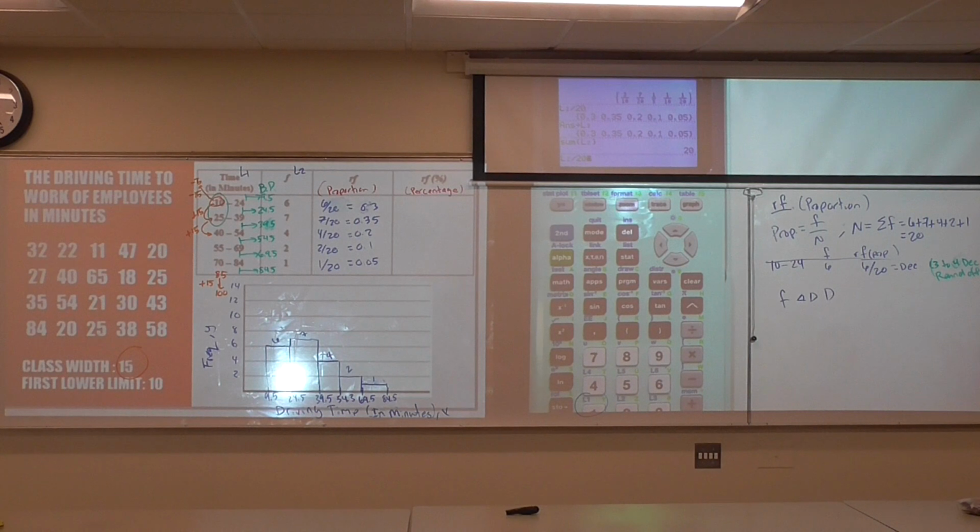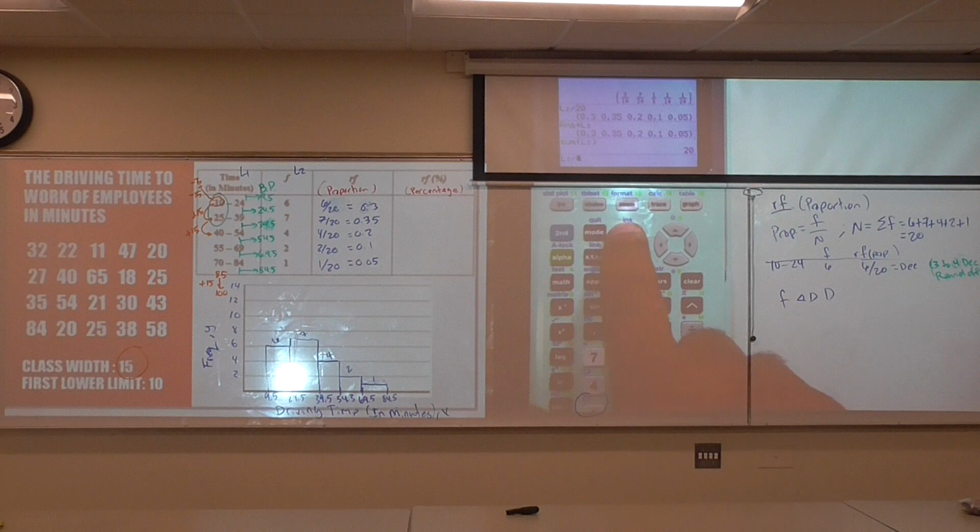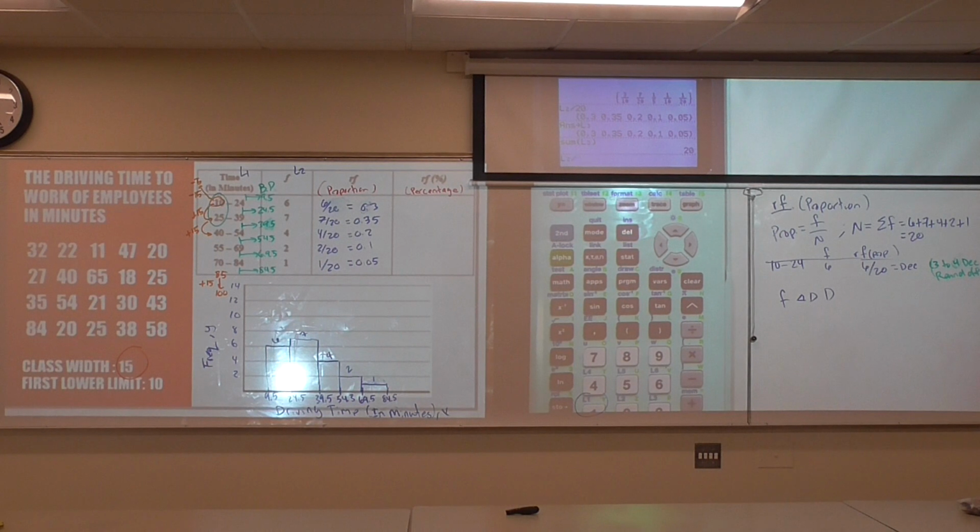So instead of putting 20, I'm going to delete the 20. And instead of putting 20, I want to use that sum we did earlier. So I'm going to put second, list, math operations, go to the sum, and do it for list 2. So list 2 and list 2, it should be equivalent. And notice how we get the same answer. So there are many ways you can use the technology to get your answer. So that's out of the way.